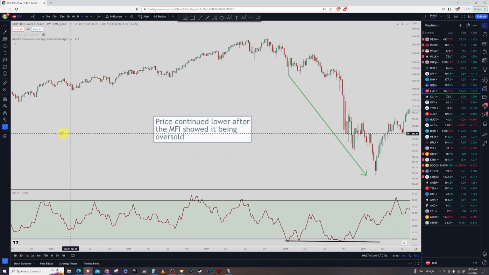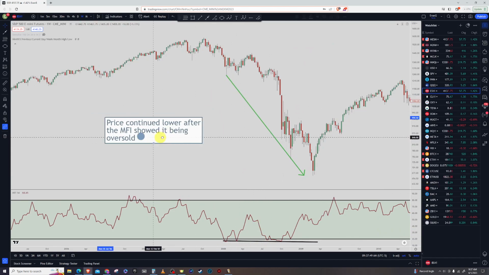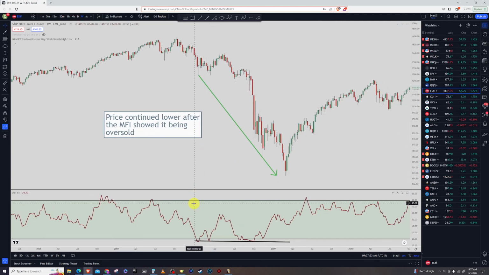The next thing, again, on why it is a momentum indicator, not a timing indicator, is that price continued lower after the MFI showed it being oversold. Because look, price first went down and MFI was oversold right here, so you think, okay, price should turn up right here and start going back up, but price did not. It did just slightly, and then just sold off all the way down. This is the financial crisis way back here in 2008, 2009, and price continued to move on lower.